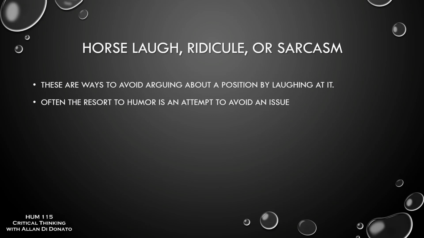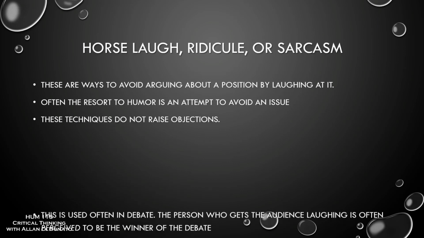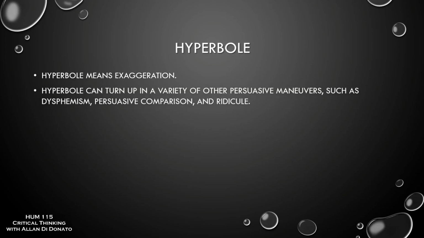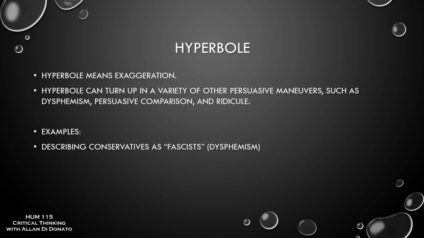They'll just mock it and say that idea is so foolish, it's not worth responding to. That's a type of ridicule. Hyperbole would be exaggeration, where we're using exaggeration, again, for its emotional effect. Again, these are all about moving the emotions, right? Describing conservatives as fascists, that's hyperbole. It's also a dysphemism. Describing liberals as communists, same type of thing.